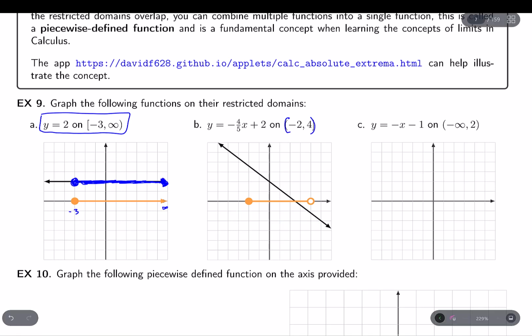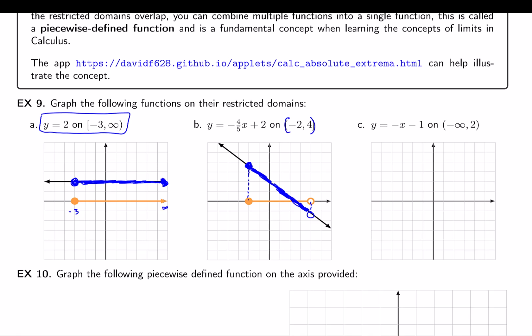So that's the restricted domain. Now, the thing is, we only want the part of this line subject to that domain. So wherever this point maps to is our starting point, and wherever this point maps to is our ending point. So it's just this portion of the graph right through here. You just consider the parts on the restricted domain.